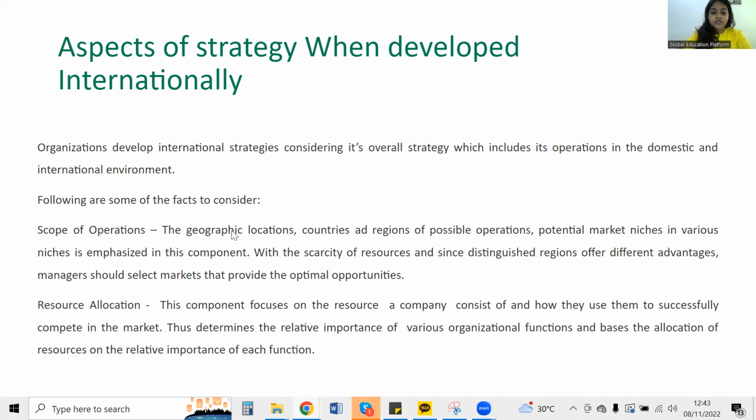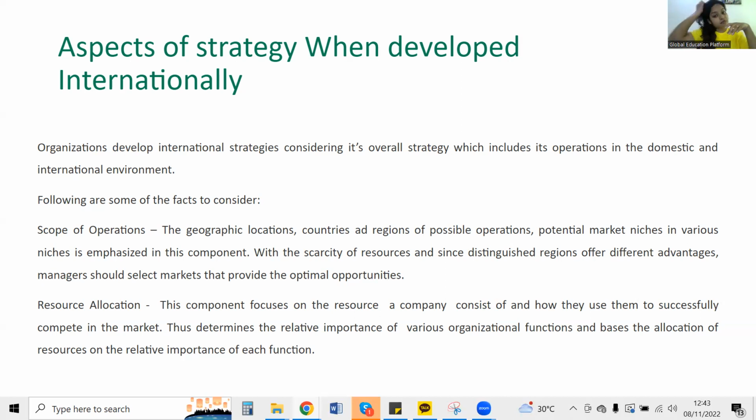Following are some of the factors to consider. Scope of operations: the geographic locations, countries, and regions of possible operations, and potential market niches. With the scarcity of resources and since distinct regions offer different advantages, managers should select markets that provide the optimal opportunities, because it depends on choosing the market. You as a manager can check yourself from that perspective and think about this.